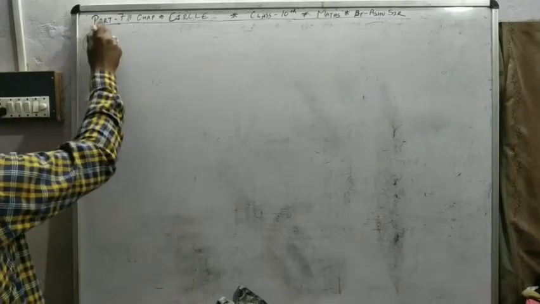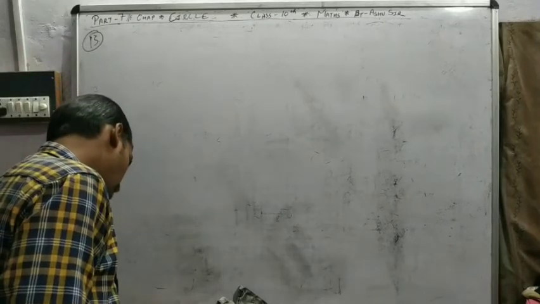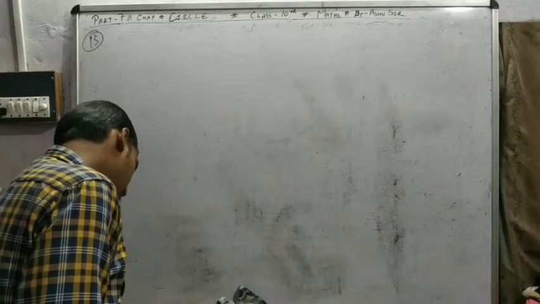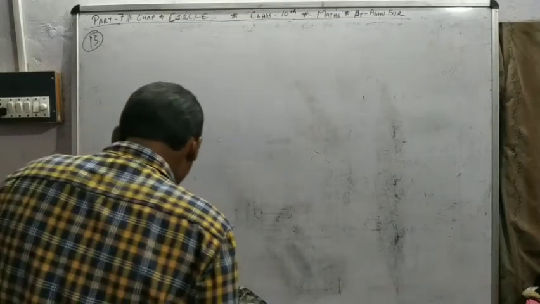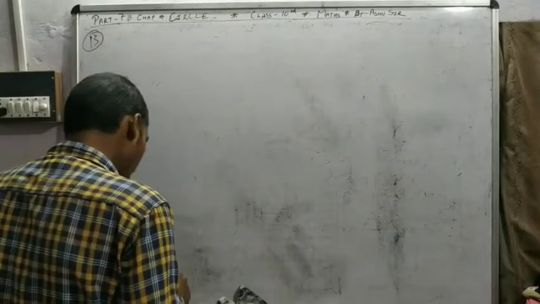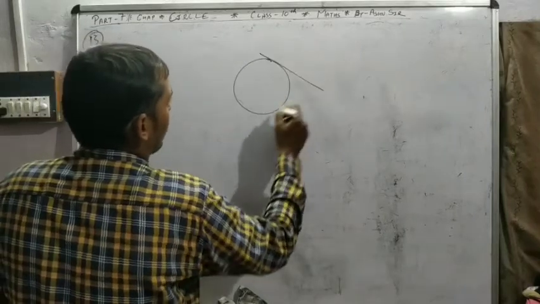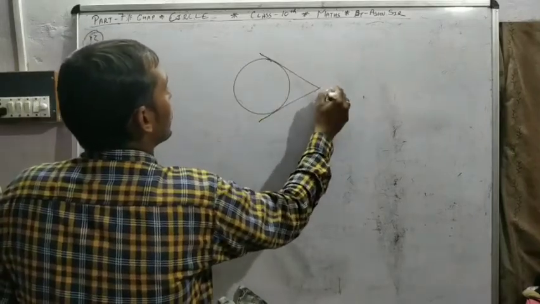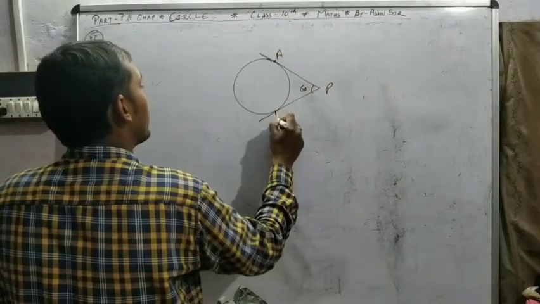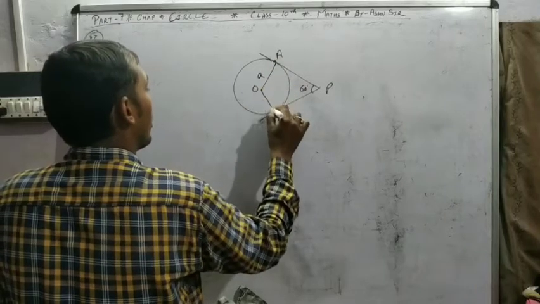Last question, question 15. The question is: if the angle between two tangents drawn from an external point P to a circle of radius A and center O is 60 degrees, find the length of OP. Very simple question. I am not understanding why you are sending this. I think in a previous video we explained this question, but here the radius is A.